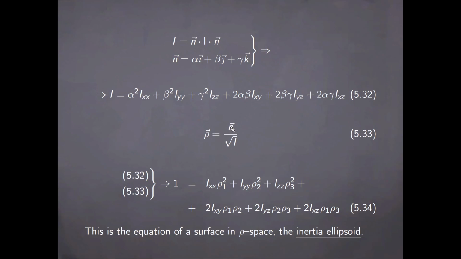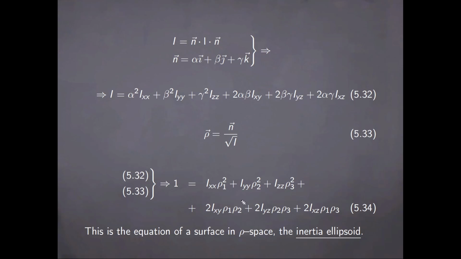And then we can introduce a new vector labeled by rho, which is defined as the ratio of this vector n, which defines the axis of rotation, to the square root of the moment of inertia scalar. By putting these two together, we obtain the equation here, which is the equation of a surface in rho space. So in the space defined by these vectors, the surface is known as the inertia ellipsoid.